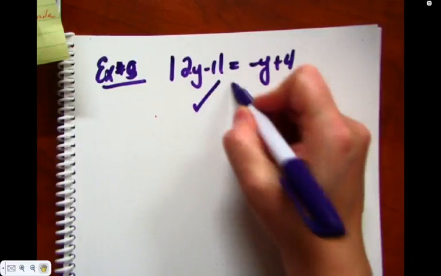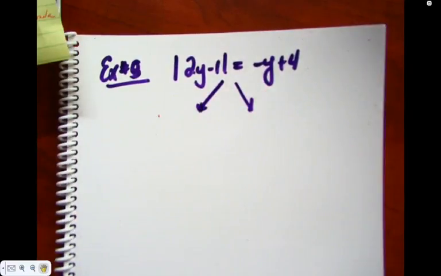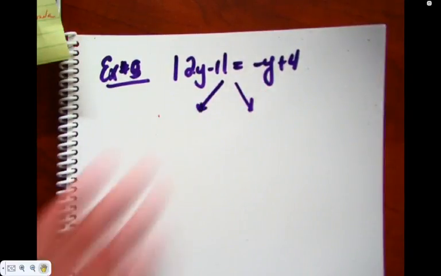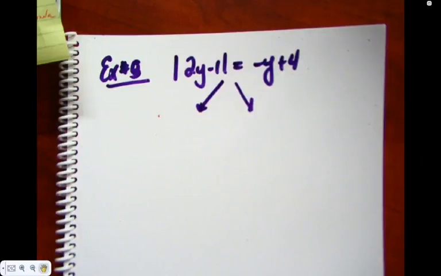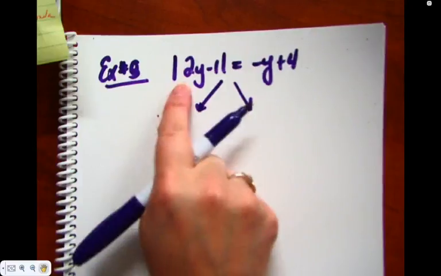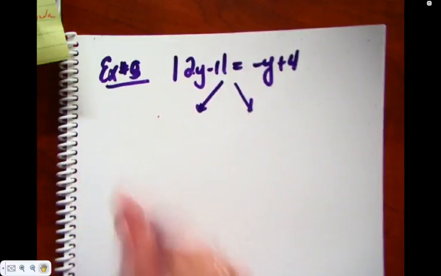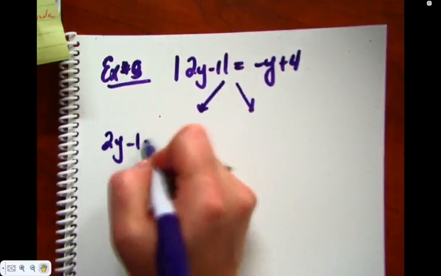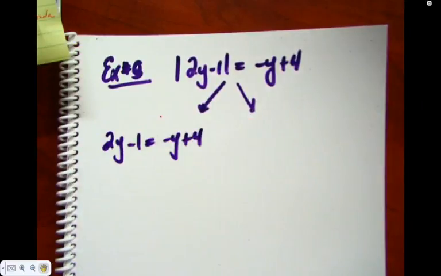I always put the arrows just to remind myself that there's two different equations, because what your brain is going to do is just drop the absolute value and solve one. So that arrow is just a visual reminder for me that I know I need to do two things. I take whatever's inside the absolute value and I don't touch it. So 2y minus 1 is going to equal negative y plus 4.